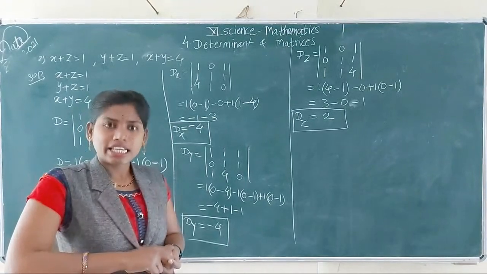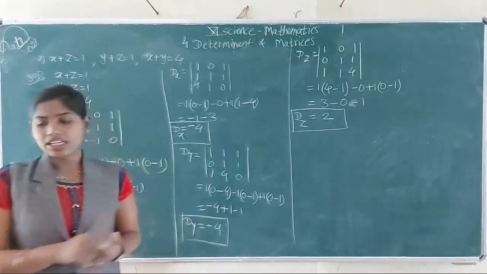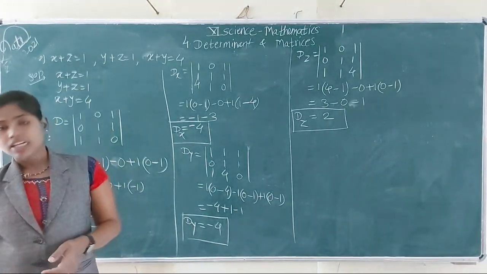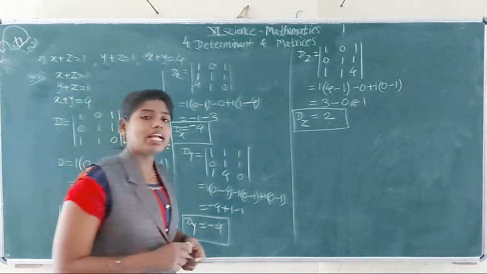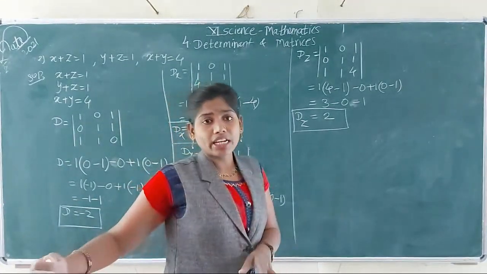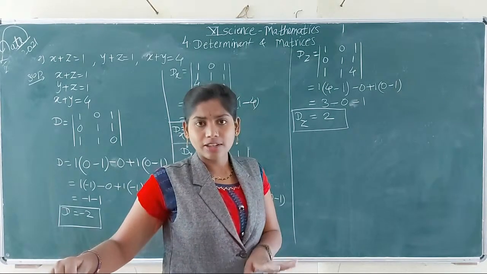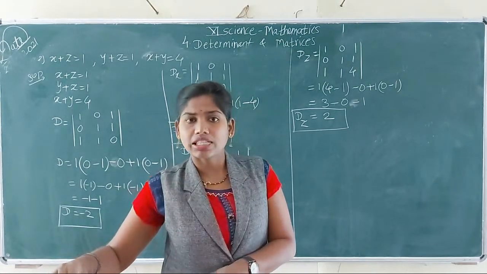Determinant d, dx, dy and dz. All these have been obtained. Determinant dx, dy and dz. But we have to find the value of x, y, z. This problem has been solved. Understood?